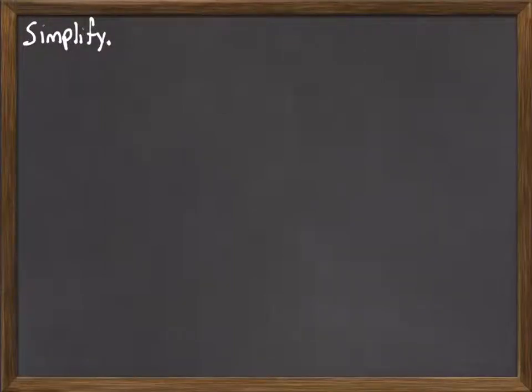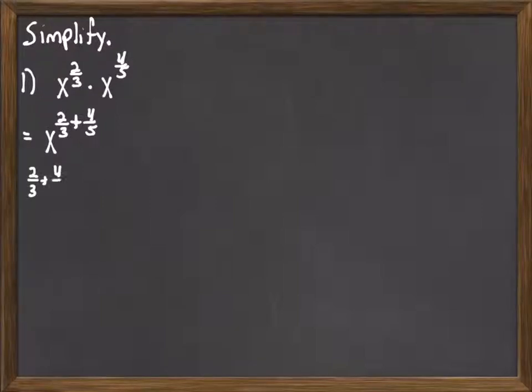Okay, in this video we're going to start looking at simplifying problems involving fractional exponents, and we use the properties of exponents that we just talked about. So as one example, consider x to the 2/3 times x to the 4/5. Because we're multiplying, we add the exponents. So we'd have 2/3 plus 4/5. So our problem becomes we just have to do the arithmetic 2/3 plus 4/5.